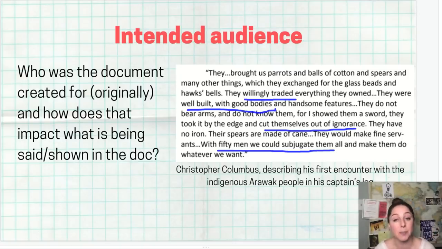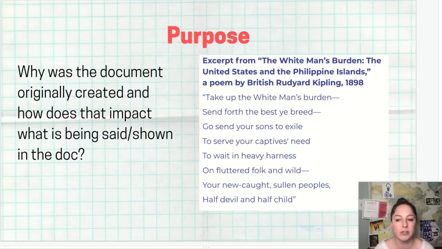And that ties into purpose. Intended audience and purpose often go hand in hand, so you often find yourself shifting between those two like I just did, and that's totally fine. You don't have to worry about sticking to just one and only talking about the intended audience. So with that, let's look at purpose. It's the other side of that coin. Why was the document originally created? And then how does that impact what's being shown?